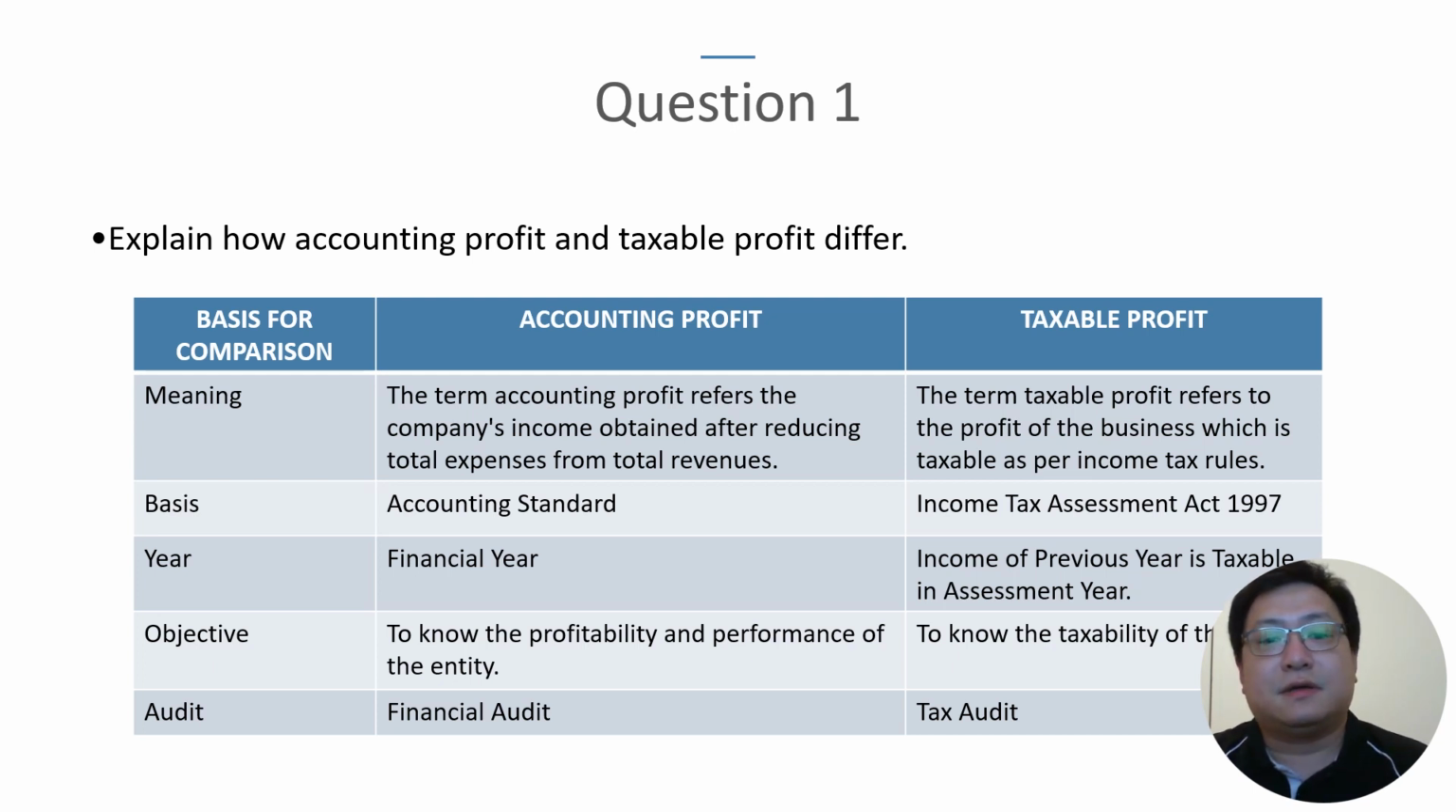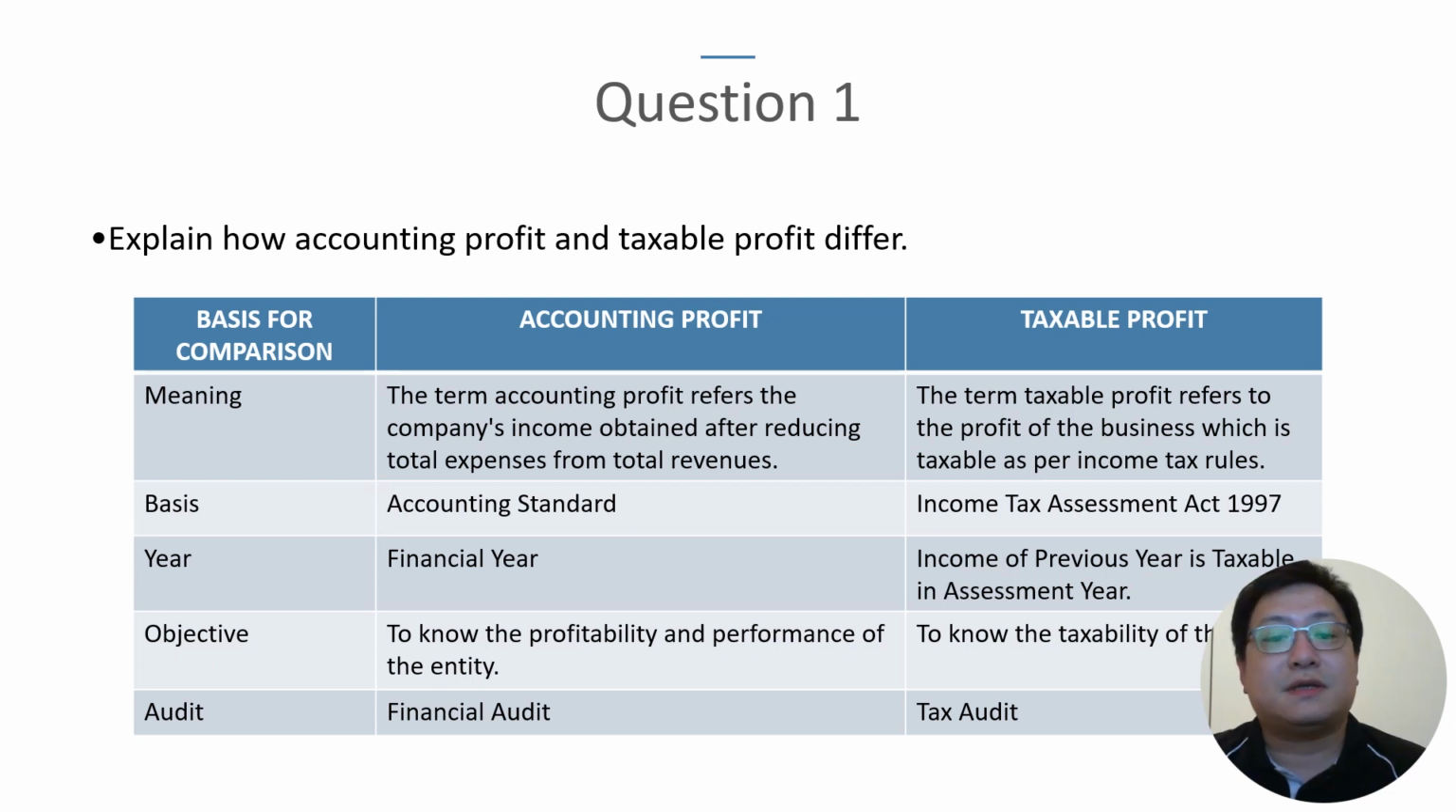Firstly, their meaning is different. The accounting profit is calculated by subtracting all expenses. It can include non-cash items such as depreciation and amortization. The taxable profit is calculated as the difference between taxable revenue over taxation deductions allowable against those revenues.